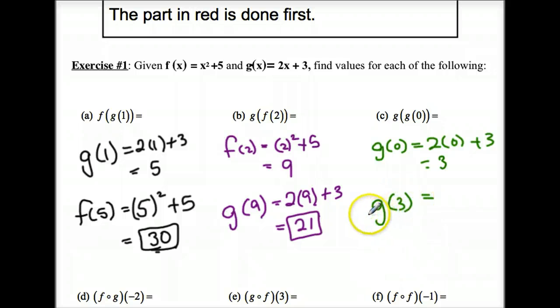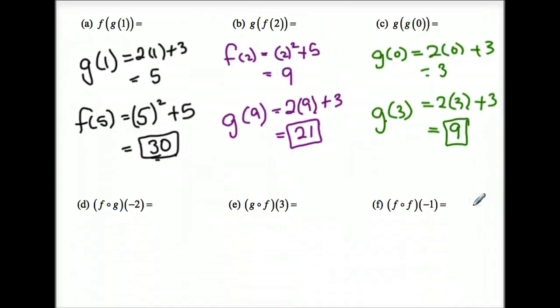I'm still using the g function. Remember, the letter tells you what function to use. So my g function is 2x plus 3, but I'm evaluating it at 3. This becomes 2 times 3 plus 3. 3 times 2 is 6. 6 plus 3 is 9. Alright, seems like you're getting it. Let's look at D, E, and F.